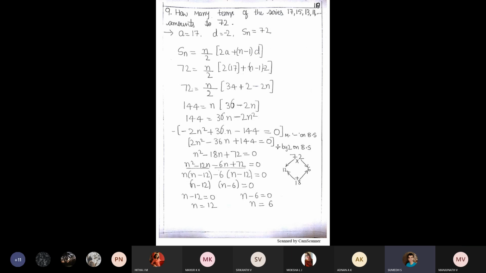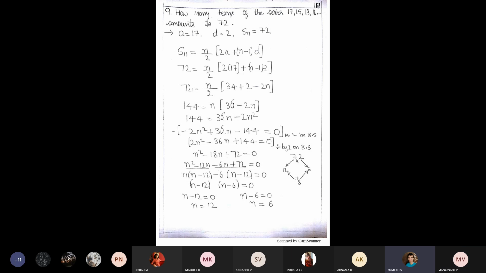And we should also keep in mind that we will get n minus 12 again, because we have to take that as common. So here we see n minus 12 is common in this equation. First we take that n minus 12 as common. That leaves us with n and minus 6, which is n minus 6.